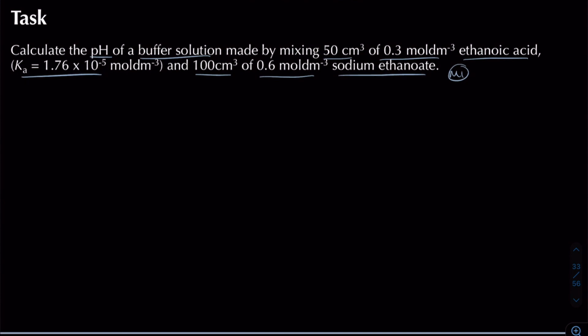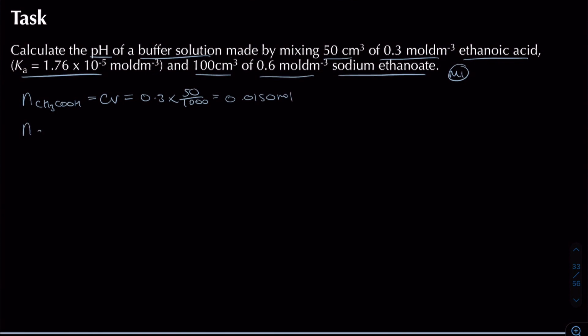So to work out the number of moles of ethanoic acid in this case, same acid as before, we're going to do concentration times volume, which is going to be 0.3 times 50 over 1,000 because we need it in decimeters cubed, and what we end up with is a value of 0.0150, and that's moles.